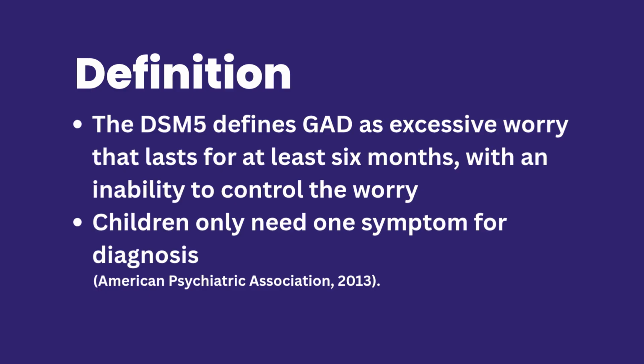The DSM-5 classifies GAD as excessive worry that lasts over a period of 6 months or more and is hard to control, with symptoms being present for more days than not. It is important to note that only one symptom needs to be present in children for a diagnosis to be made. Many children with GAD also suffer from other forms of anxiety, like separation anxiety.